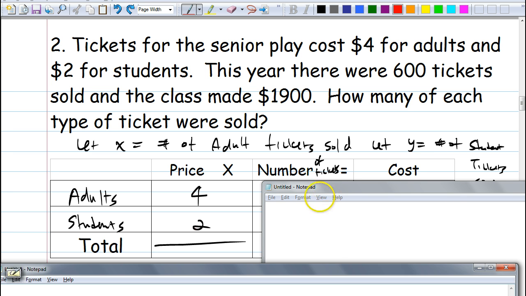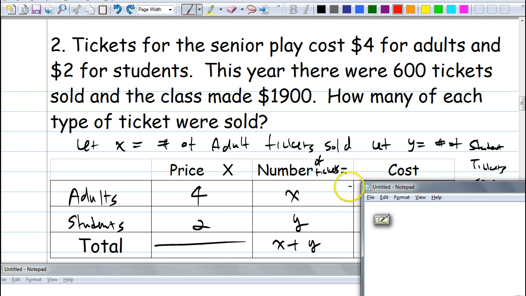What about number of tickets? How many adult tickets have we sold? x. We don't know. How many student tickets have we sold? y. Now for the number of tickets, for total, we could write that down. Can we not? Because x plus y is the total number of tickets sold, and we know how many total tickets were sold. Don't we know that it's 600?